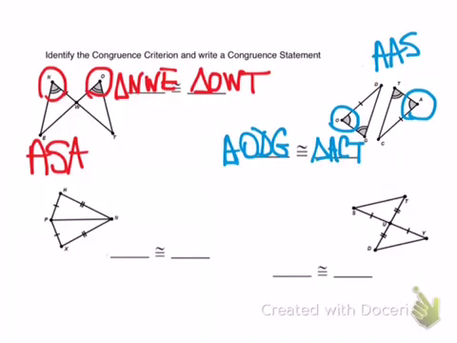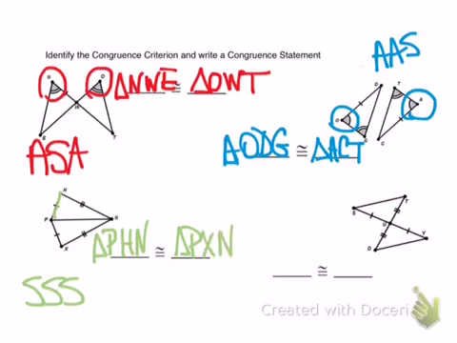Next, I want to read my marks. That's a side mark, that's a side mark, and I have the common side. So the criterion would be side-side-side. And now I want to name my congruent triangles. Remember, they have to match up the parts. So I could say triangle P, H, N, and that's going to match with triangle P, X, N.